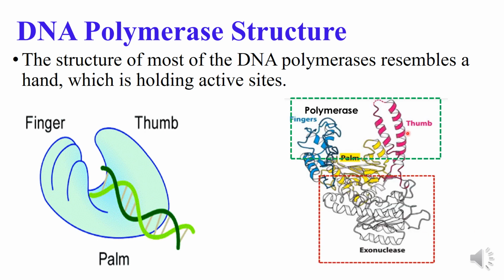This is the DNA polymerase which has primarily 2 active sites at least. So this is the polymerizing site and this is known as the polymerase site, and the lower part of the hand has the exonuclease activity. So the polymerizing activity is from 5 prime to 3 prime, whereas the exonuclease activity is from 3 prime to 5 prime.